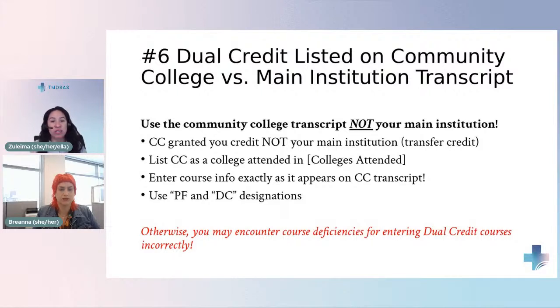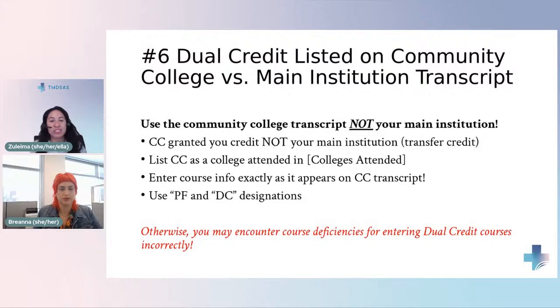In past cycles, I've seen applicants who are about to matriculate, and this is about March or April, and they get a notice from their matriculating school that they are deficient in, let's say, statistics. They know for a fact that they took it as a dual credit course, and they know it's listed on their application, but they don't know why it is showing up as deficient. So when we go into the application, we see that the dual credit course was listed as it appears on their main institution's transcript, so that course number is different, and so it's not showing up as a prerequisite.